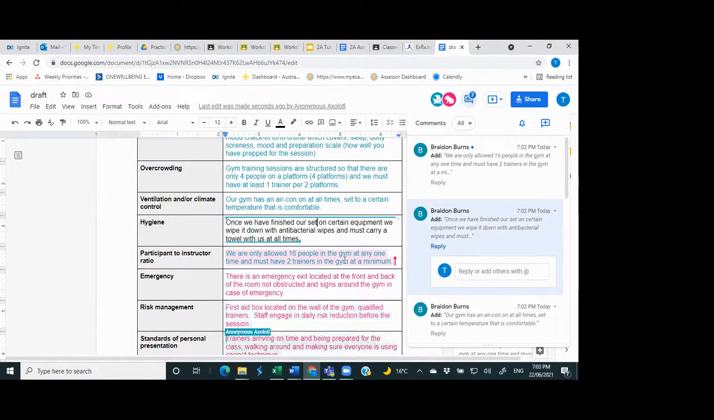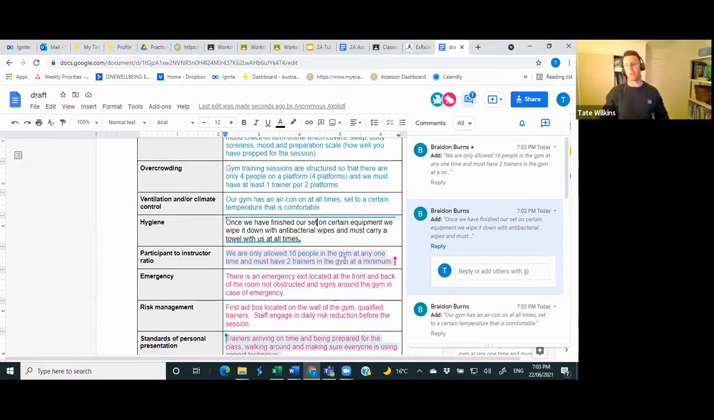Roughly. Okay, 30 people. But 30, yours. It always depends on the session. It depends on what type of session you're running.